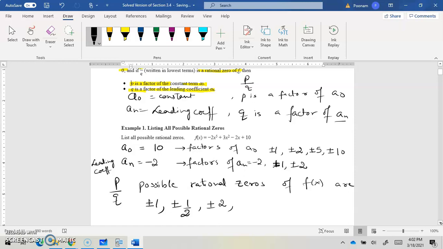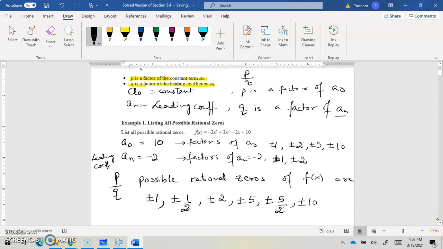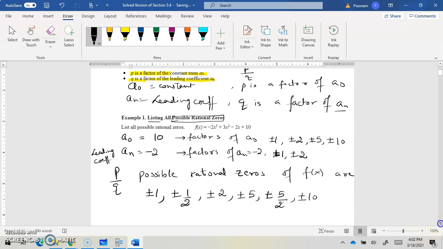I'm not going to repeat the list. Plus minus 5 by 1, that will be plus minus 5, plus minus 5 by 2, plus minus 10 by 1, plus minus 10 by 2 will be plus minus 5, which I already wrote. So the question was just to list. I'm not saying all these are the zeros. This is a list of all possible rational zeros of the given polynomial function.